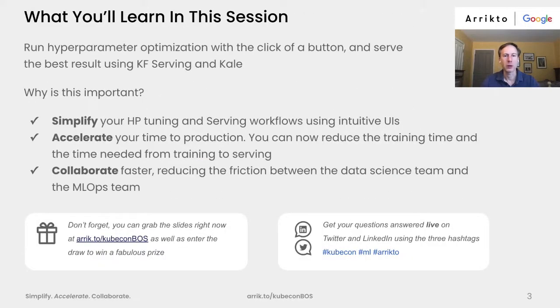The primary use case we're going to cover is hyperparameter optimization, which is the ability to search across a wide variety of parameters to find the parameters that will create the best model. In general, in this session, we're going to learn about simplifying your hyperparameter tuning as well as your serving workflows with intuitive UIs. The benefit is that you will accelerate your time to production with reduced training time and reduced time to build a process. You're going to get to the answers that you want faster and to deployment faster.